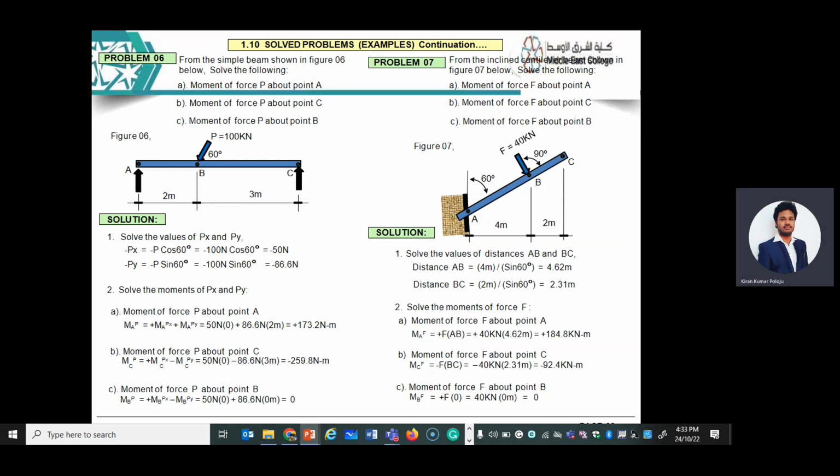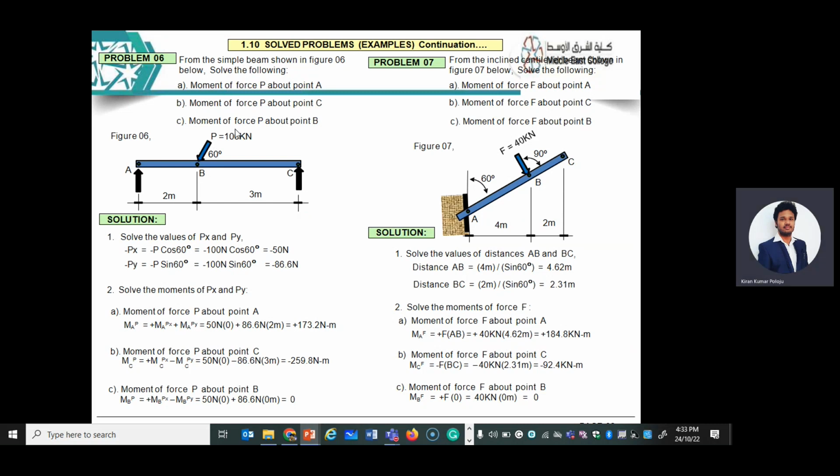And next, point of application. 2 meters from left end or point A. 2 meters from point A or 3 meters from point C. So that is the point of application. So this is how you have to write the properties of a force if it is asked for any given figure. Is it clear? So for this, to determine moment, first solve the values of Px and Py.